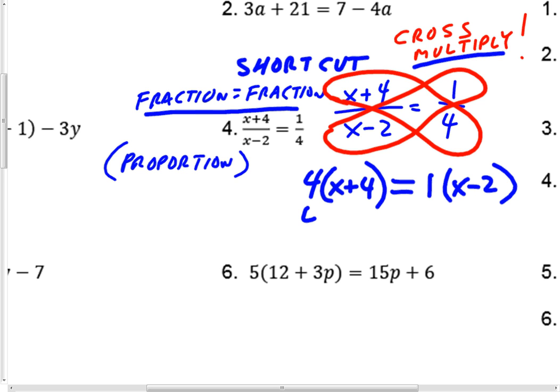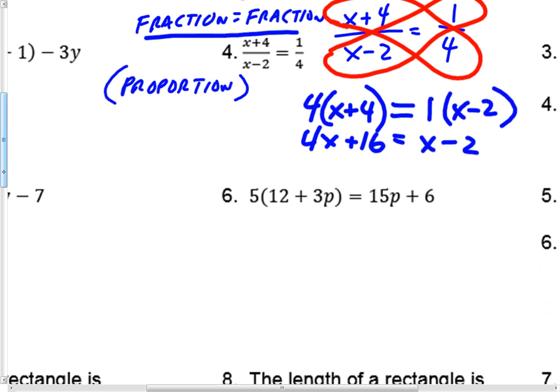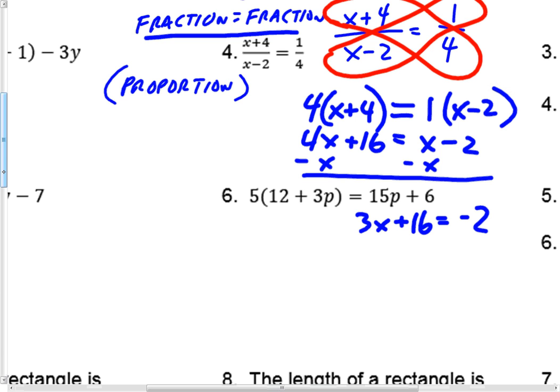Now take care of your distributive property. What's 1 times anything? Whatever you start with. Help me out, what do you do when you have x's on both sides? Take the smaller one and put it over there. You can actually choose whichever one you want, but I recommend going to the smaller one. That is 3x plus 16 equals -2.